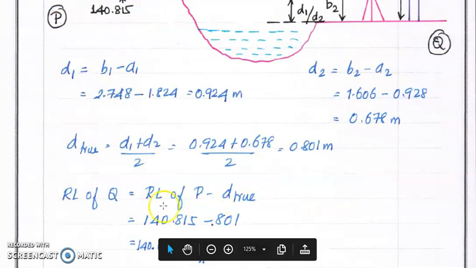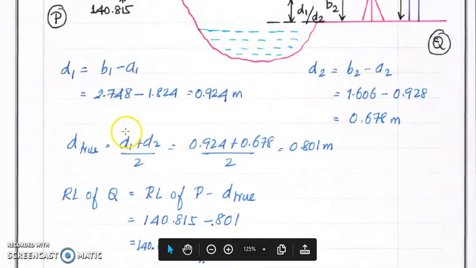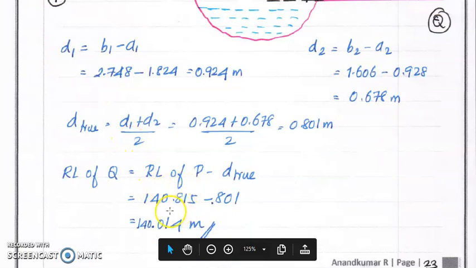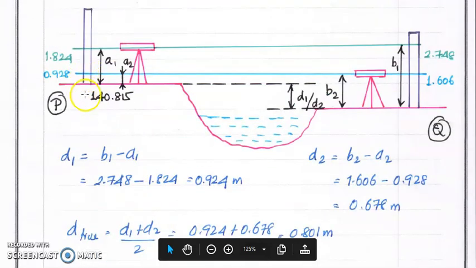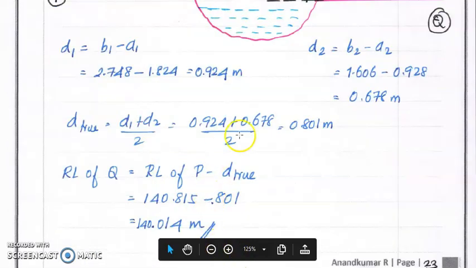0.801 meter. They are asking what is the RL of Q. The RL of P is given. They are asking for the RL of Q. We know the RL of P minus that difference.